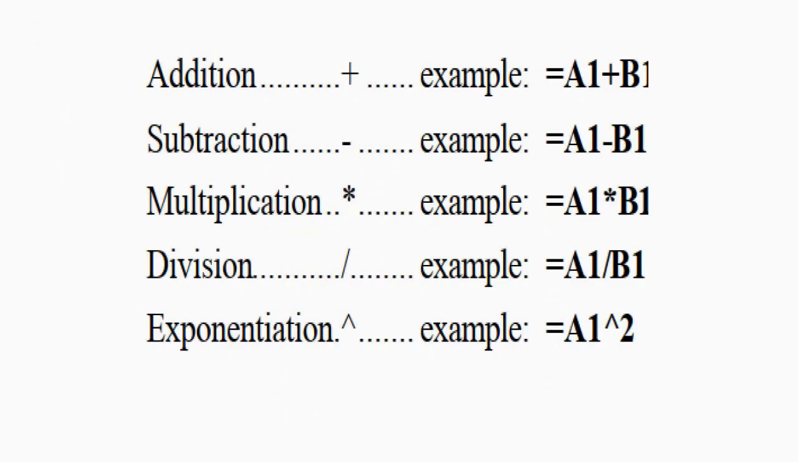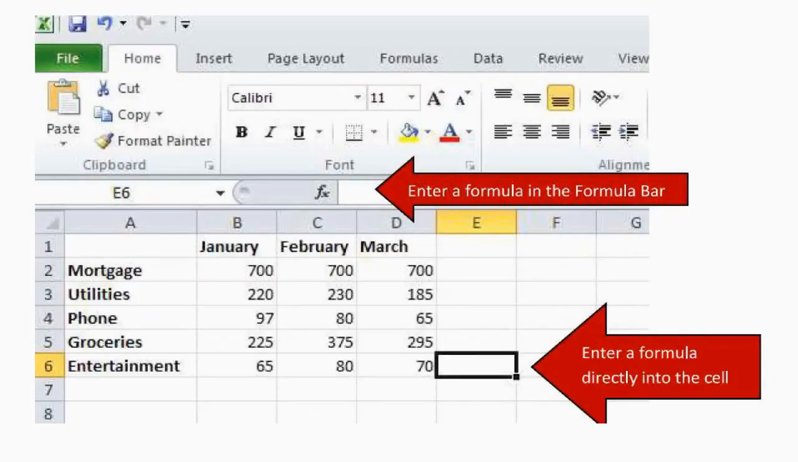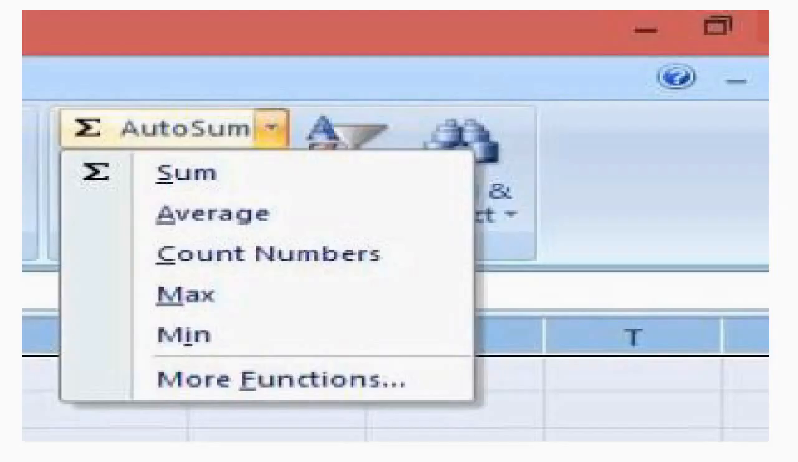There are many simple analyses in Microsoft Excel, such as addition, subtraction, multiplication, division, and exponentiation. And all of the simple analyses can be entered in the formula bar or directly into the cell, as mentioned inside the slide. In addition, simple analysis can be done directly from the AutoSum functions in the toolbar.